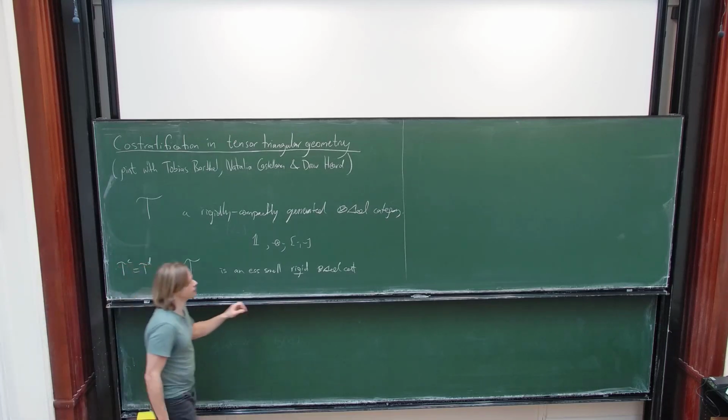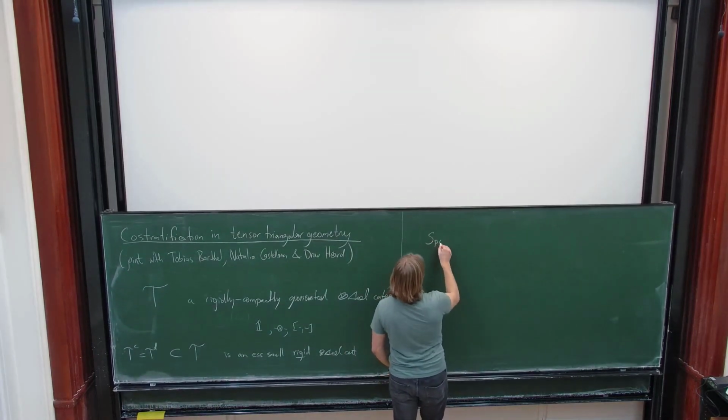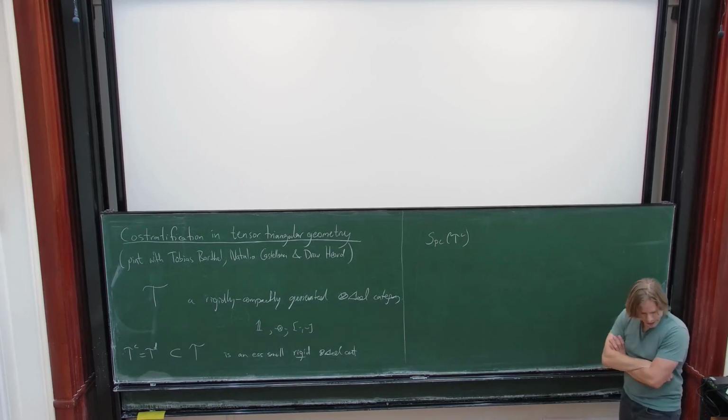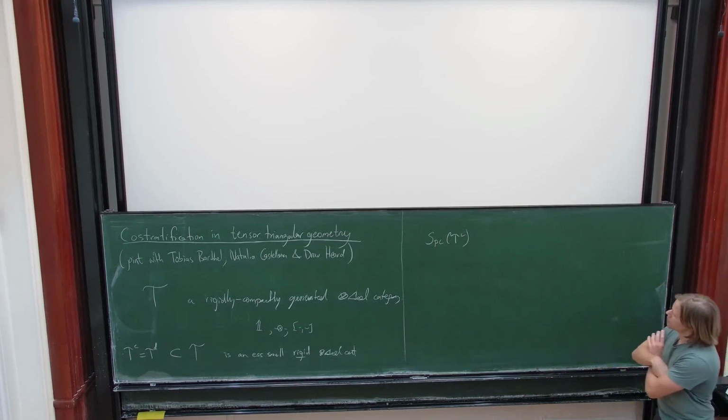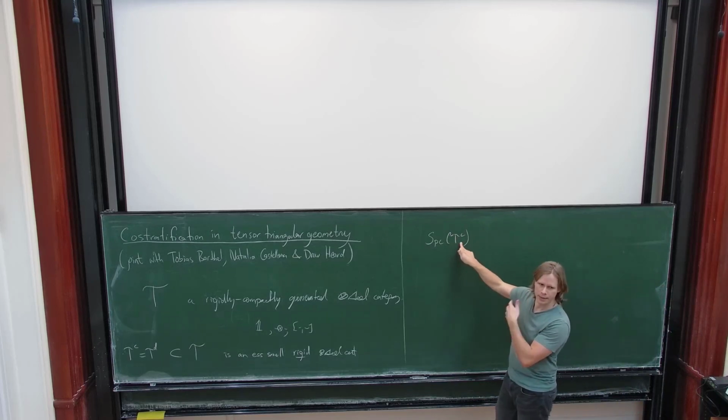Okay, so we have the Balmer spectrum of this essentially small rigid tensor triangulated category. It comes equipped with the universal theory of support for compact objects, and this universal theory of support classifies the thick ideals of this category.